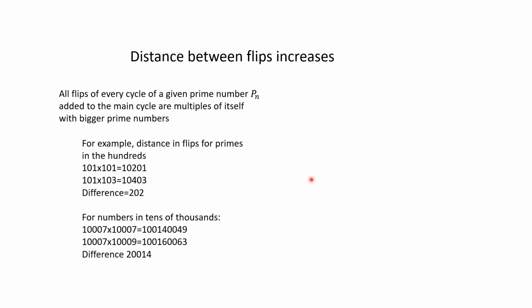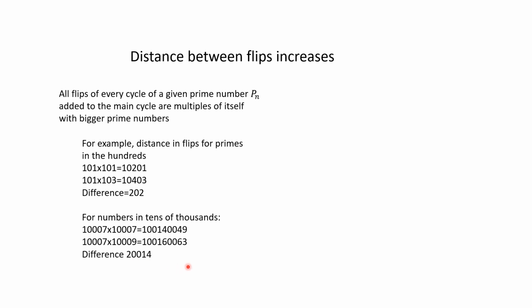So when we are in the hundreds, look, this is gonna be the distance between flips. So this will be one flip and this will be another flip, and we're gonna have a distance of minimum 200. We can have bigger distances because they can be separated by more than 2, but that's gonna be the minimum distance. But already in the tens of thousands, look, the distance is 20,000 between flips.